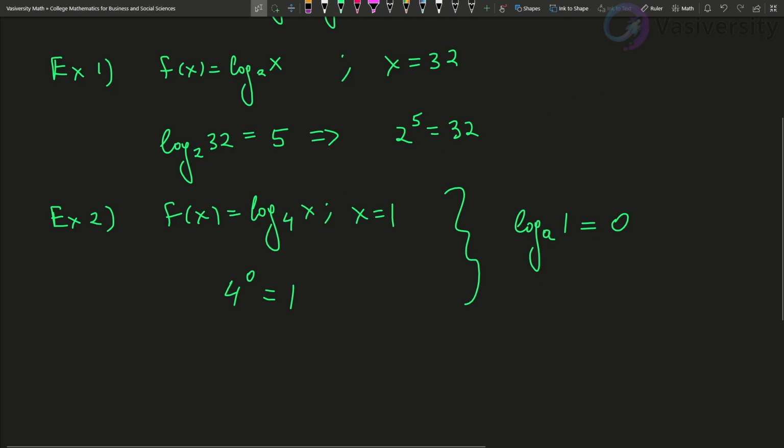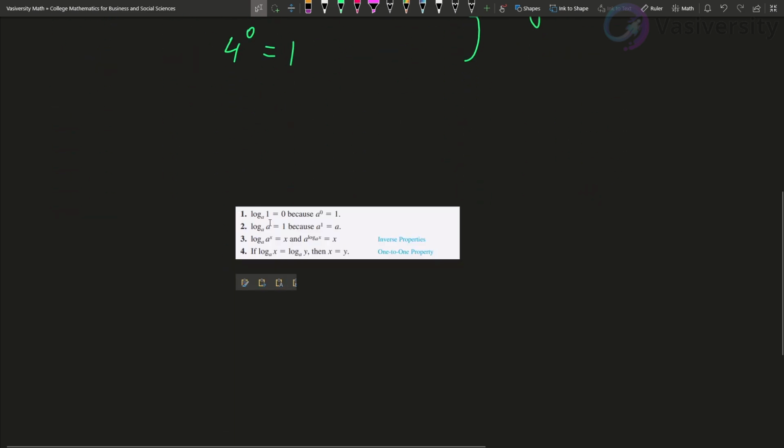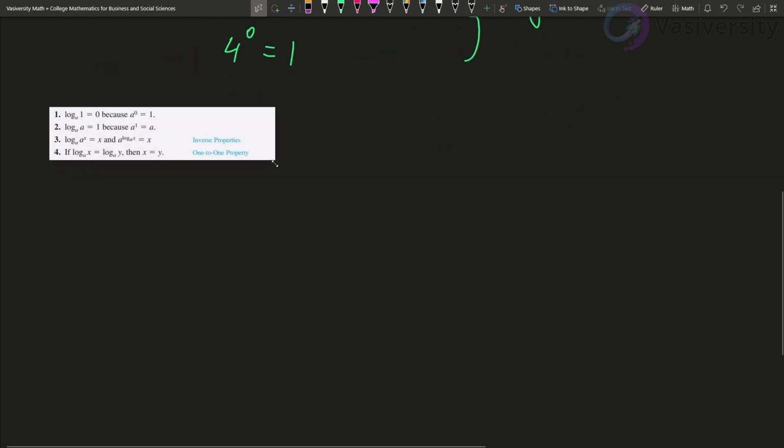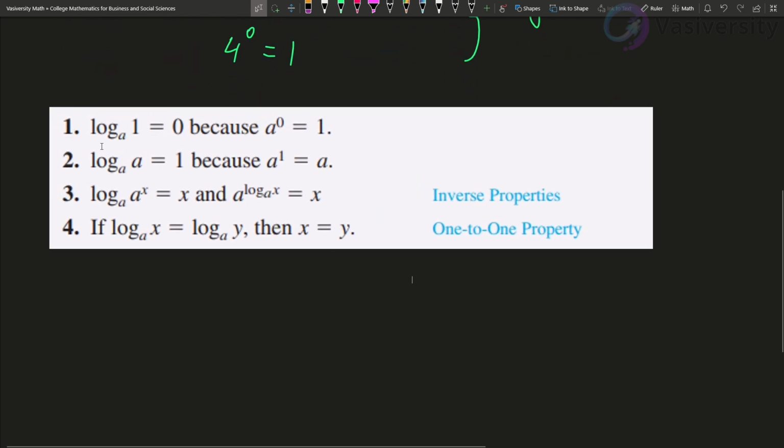All right, perfect. So now let's go ahead and summarize some of the properties of logarithms. Of course, we already know the inverse property for the exponential, but now let's write them all down. So we have number 1, logarithm base a of 1 is 0, because any positive number to the power of 0 gives us 1. Then logarithm base a of a is the same thing as a to the power of 1, which is equal to a.